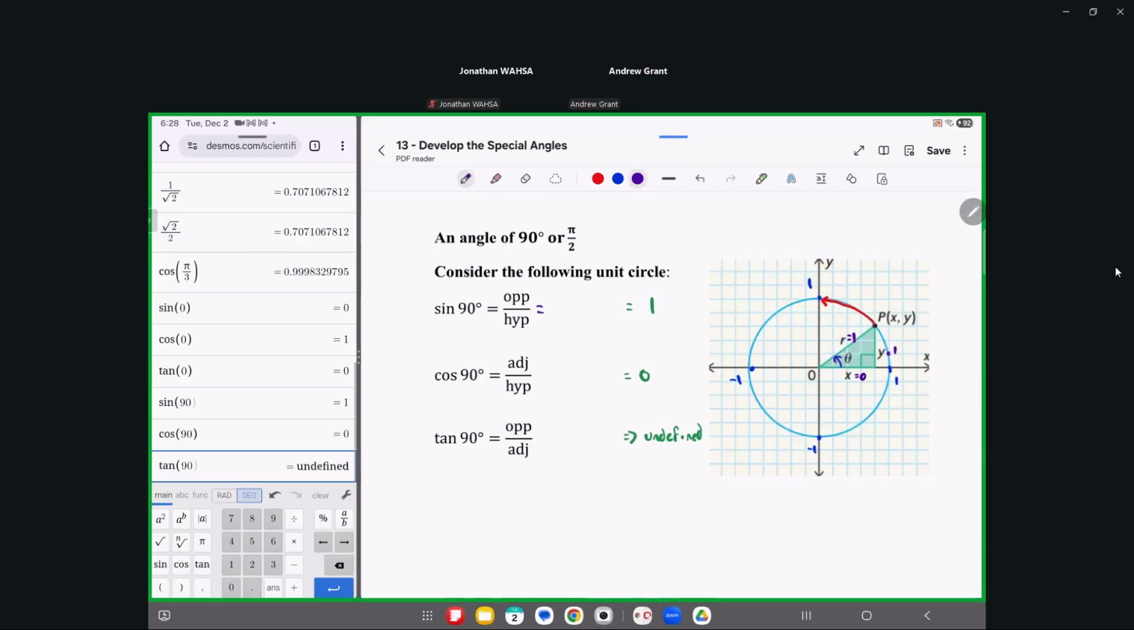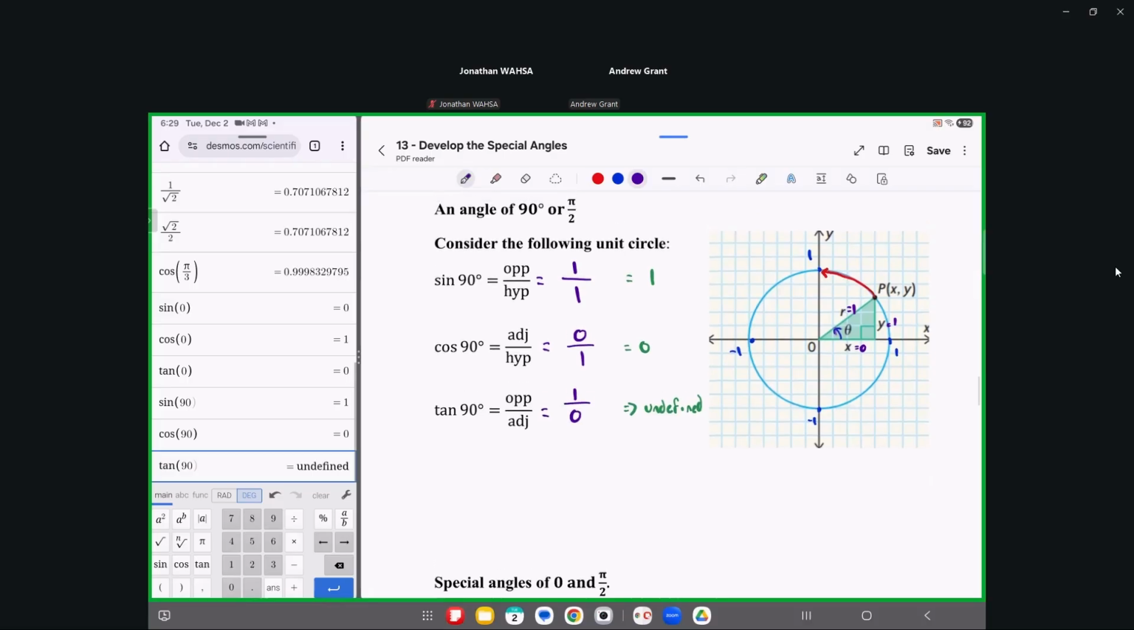So sine of 90 is equal to the opposite over hypotenuse, which is going to be equal to 1 over 1, which is 1. Cos of 90 is the adjacent over hypotenuse, so this will be 0 over 1, which will equal 0. Tan of 90 is the opposite over adjacent, which is why it's undefined, because we can't have division by 0.